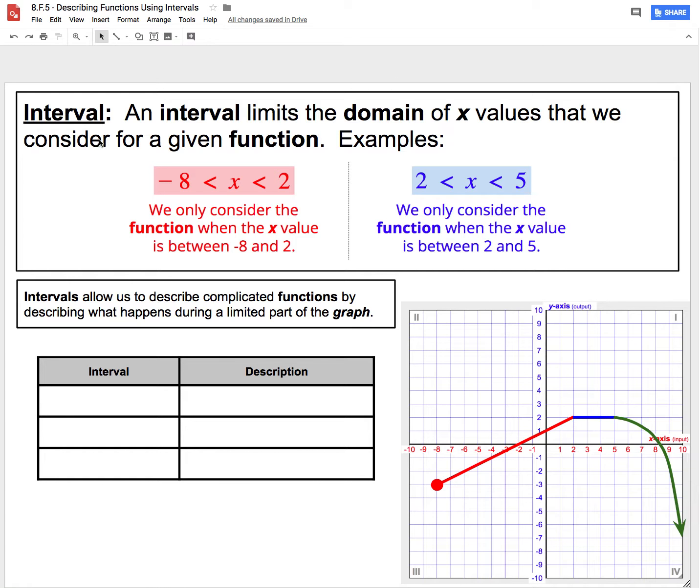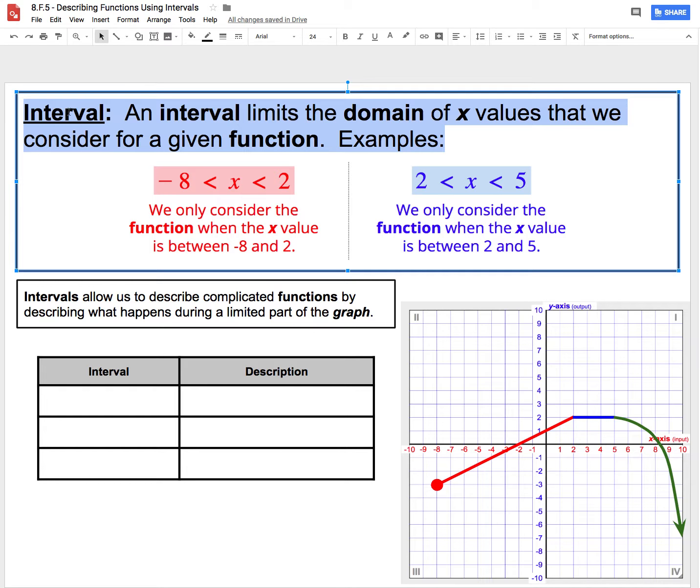This video introduces us to the interval, and specifically we're going to be describing how functions behave by using these intervals. An interval limits the domain of x values that we consider for a given function. Or in other words, it's going to allow us to look at just a small portion of a graph. Some examples of an interval where we could limit the domain of x values are shown below.